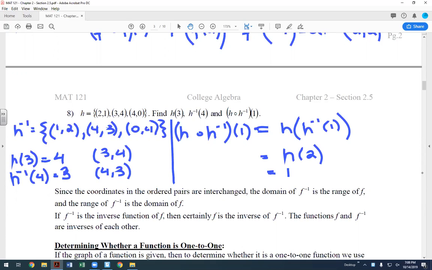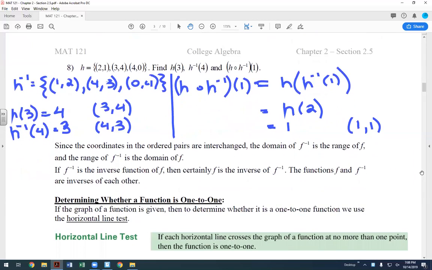So we started out with the 1. We end with the 1. And again, as I was telling you, anytime you do a composition with the function and its inverse, you should get an identity. So you start with the 1, you should end with the 1. If you remember that, your life will become really easy on this section, okay?